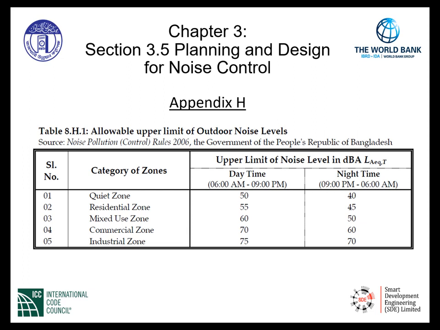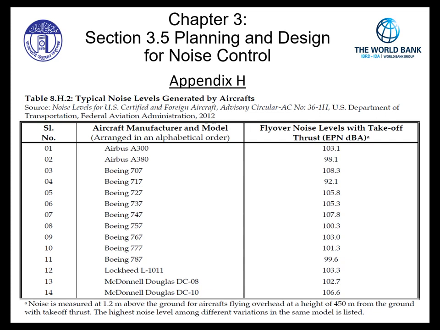This table allows the designer to provide the design for these particular categories of zones, allowing upper limits indicated for daytime and nighttime operations. Another table indicated in Appendix H is Table 8.H.2, titled Typical Noise Levels Generated by Aircrafts.